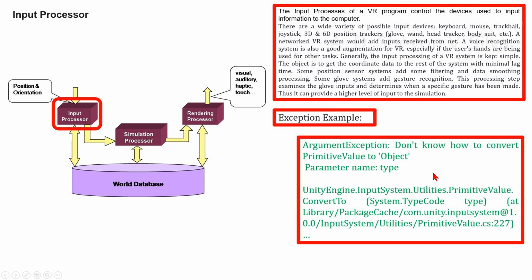As an exception example, we can consider this ArgumentException: Don't know how to convert primitive value to object, parameter type, parameter name type. UnityEngine.InputSystem.Utilities.PrimitiveValue.ConvertTo(System.TypeCode type), etc. And here you can see Library/PackageCache/com.unity.inputsystem@1.0.1/InputSystem/Utilities/PrimitiveValues.cs, etc.